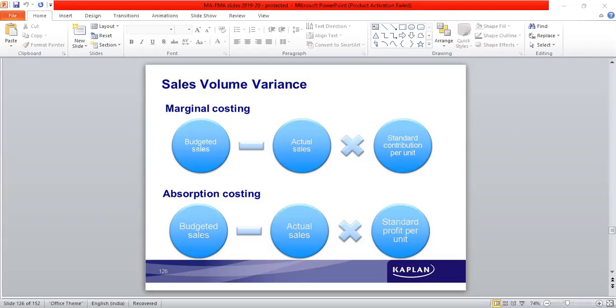So let's do question number 345. A company uses standard marginal costing. Last month, the standard contribution and actual sales was 10,000 and the following variances arose. Total variable cost variance is 2,000 adverse. Sales price variance is 500 favorable. Sales volume contribution variance is 1,000 adverse. What was the actual contribution for last month?